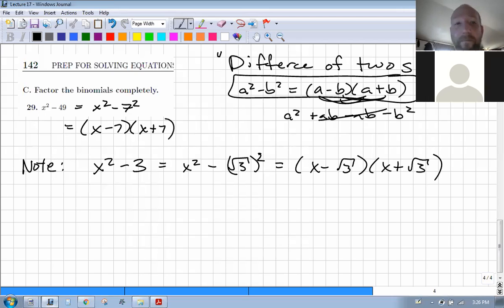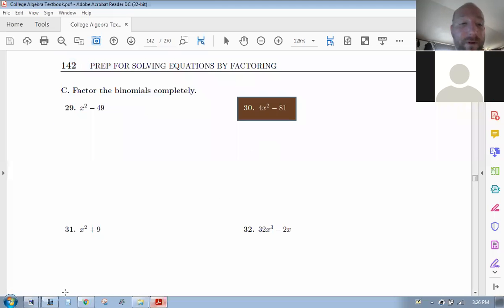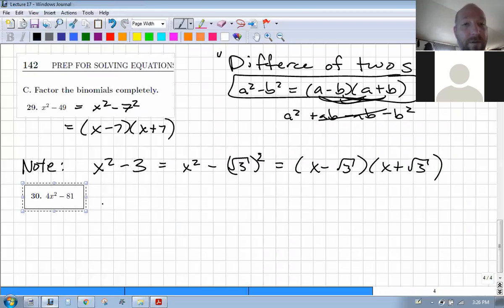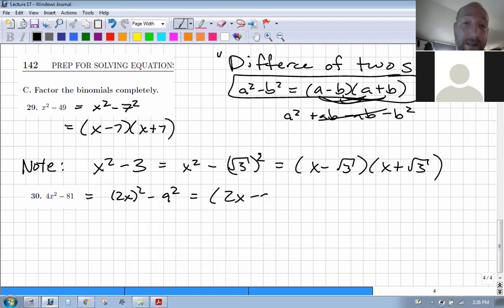Okay. So let's look at another example here, number 30. This one, we could rewrite as 2x squared minus 9 squared. So 2x minus 9 times a 2x plus 9. Boom, factored.